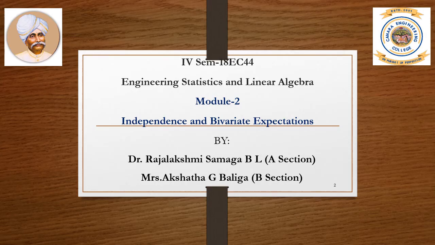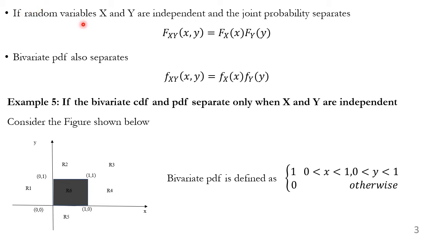Everyone, in this video, let us study bivariate expectations and independence. If random variables X and Y are independent, then the joint probability separates, that is, f_XY(x, y) is equal to f_X(x) f_Y(y). That is, the bivariate PDF is equal to the marginal distribution of the X random variable multiplied with the marginal distribution of the Y random variable. Even the bivariate PDF also separates. Therefore, f_XY(x, y) is equal to f_X(x) into f_Y(y).